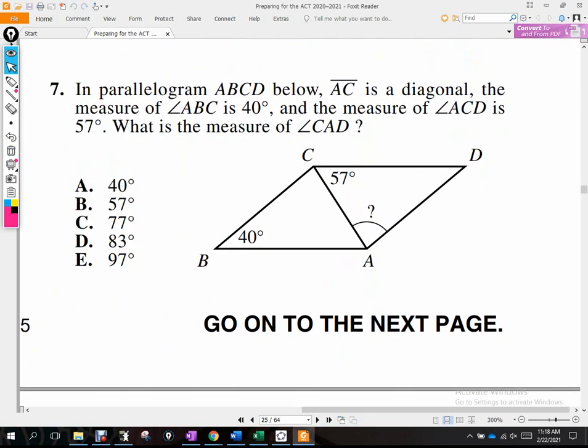So in parallelogram, this is a geometry question. It says in parallelogram ABCD below, AC is a diagonal. It says the measure of angle ABC is 40 degrees, and the measure of angle ACD is 57 degrees. What's the measure of angle CAD? So they want to know what this angle right there is. Let's take a minute to see what you come up with there.